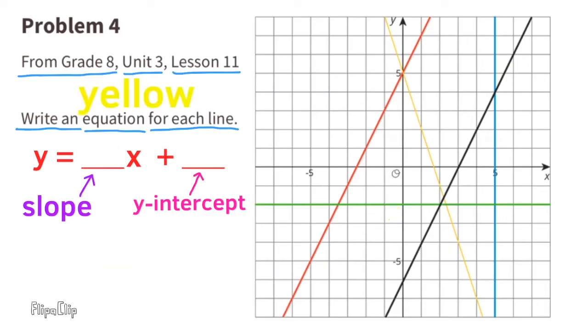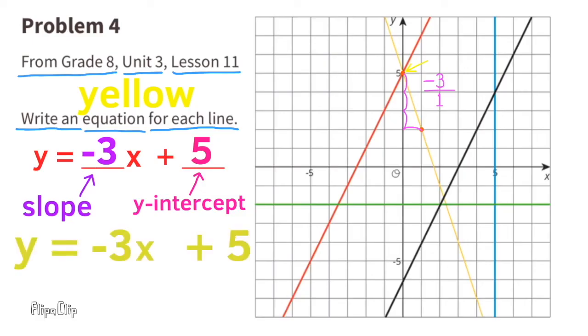Now let's look at the yellow line. The yellow line has a slope that goes down 3, so that's a -3, and to the right 1. So it's a -3 slope. And the y-intercept is located at +5. Now the equation reads y equals -3x plus 5.